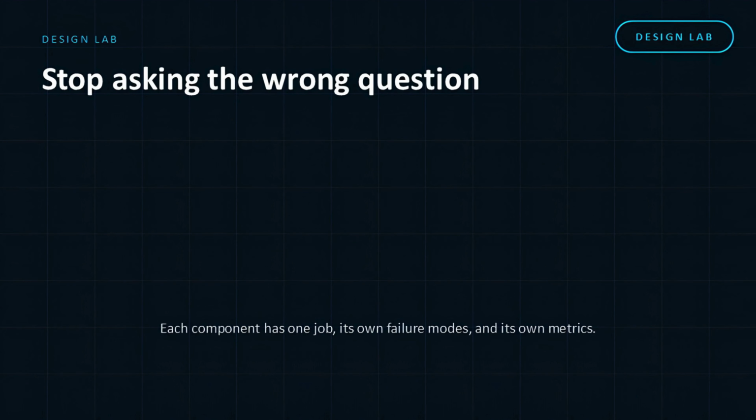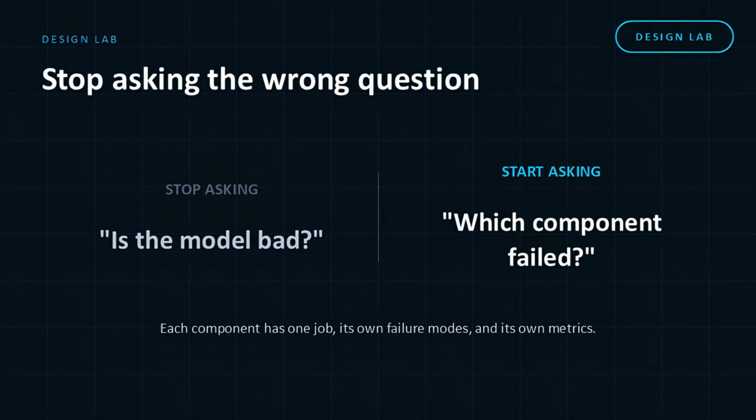So let's reframe. Instead of an AI app, think in components. Each component has one job. Each has its own failure modes and its own metrics. When something breaks, you don't ask, is the model bad? You ask, which component failed? That single shift is most of what AI system design is.